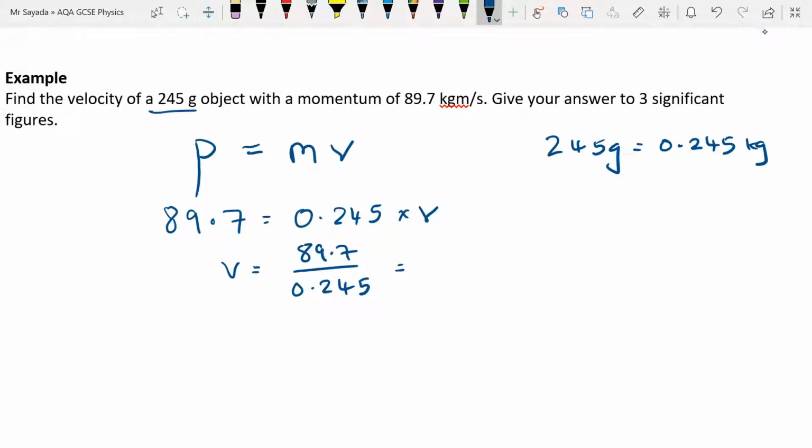You're always allowed to use a calculator when you're doing physics. So 89.7 divided by 0.245, and I need to give my answer to 3 significant figures, so 366 meters per second, which is just a bit faster than the speed of sound. Not sure what this object is. It's just a made-up object. The speed isn't a very realistic speed for most 245 gram objects, but we just follow the equation and follow the steps.